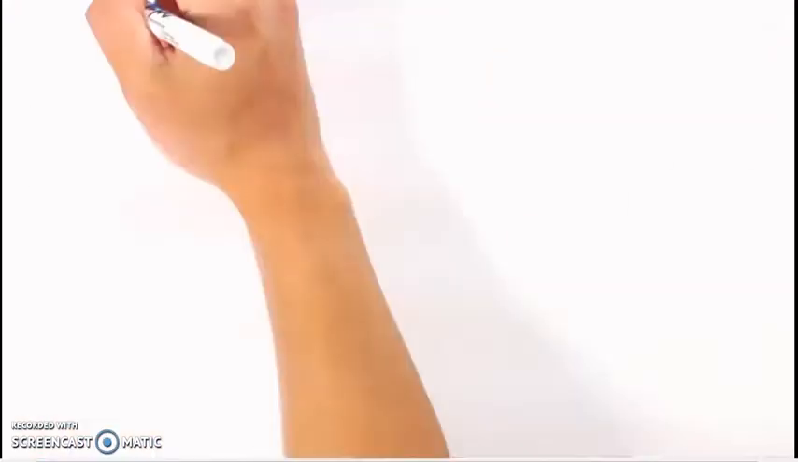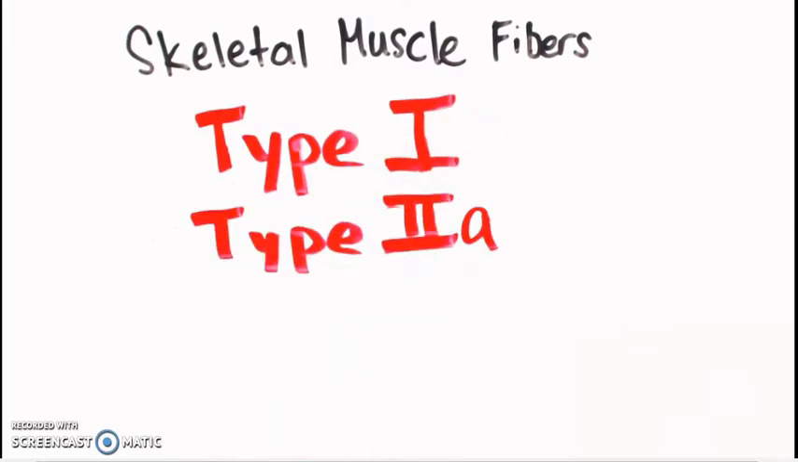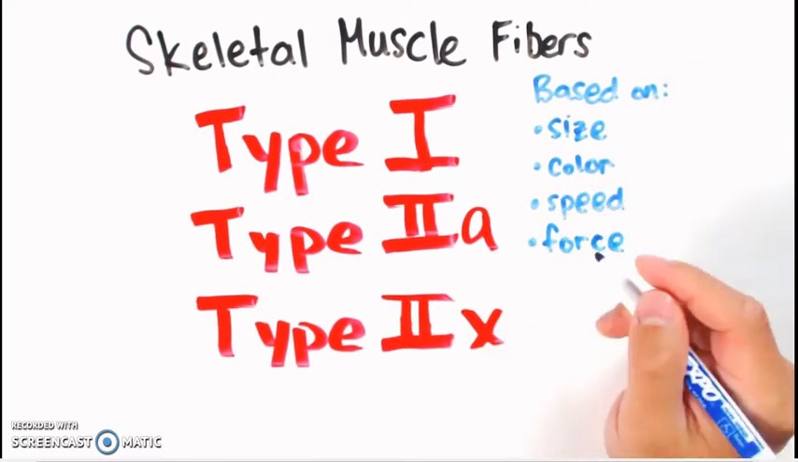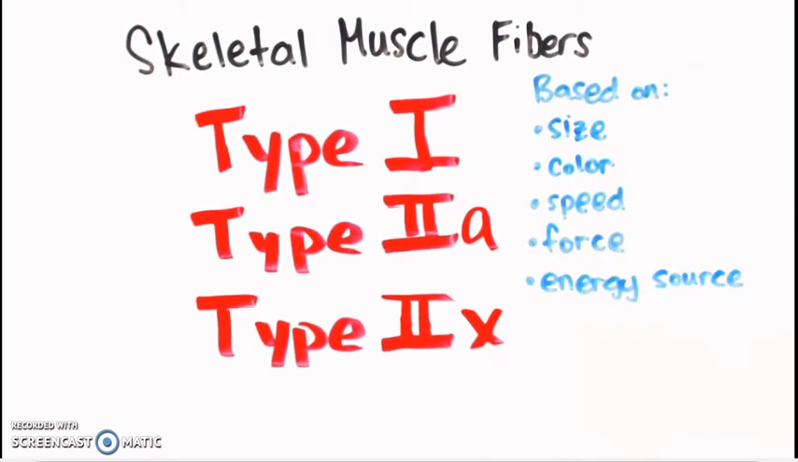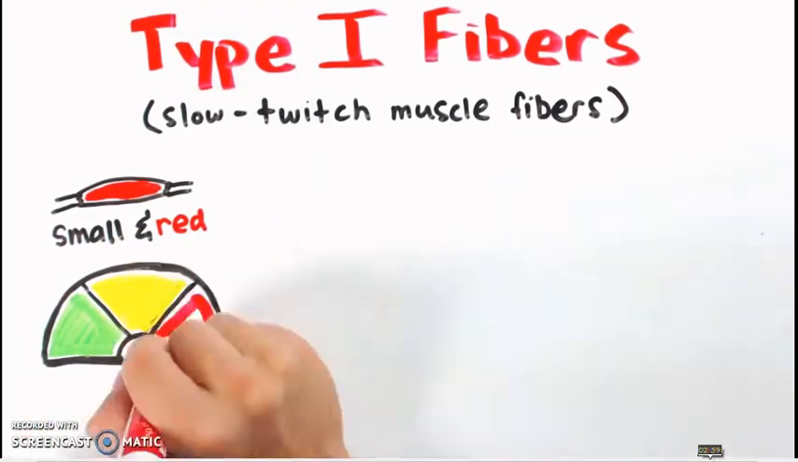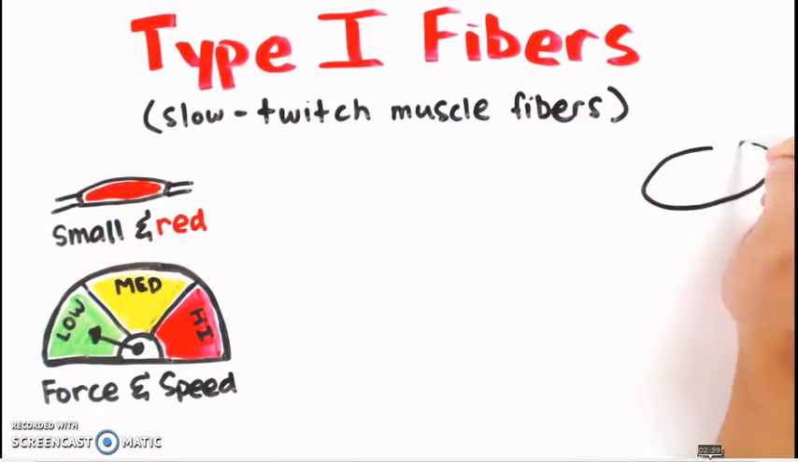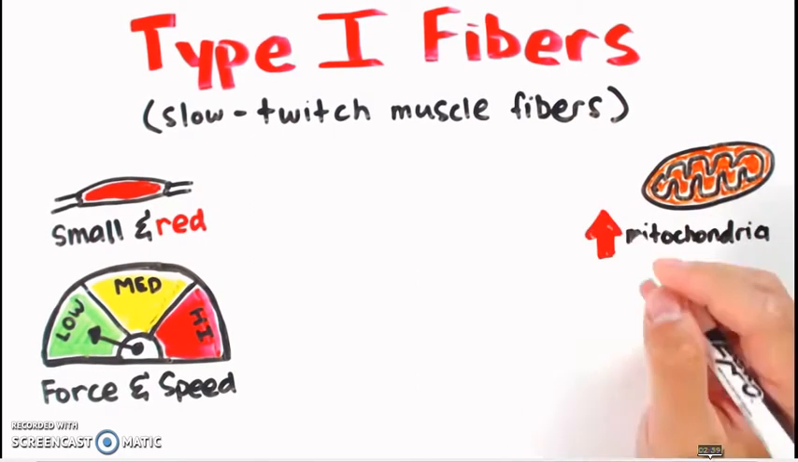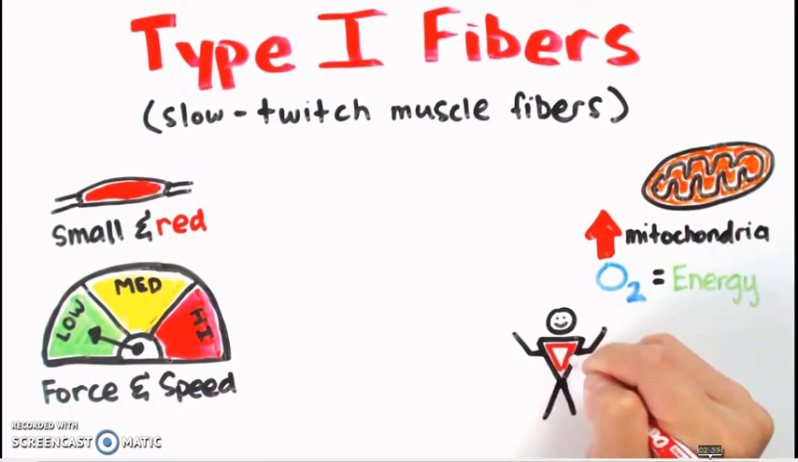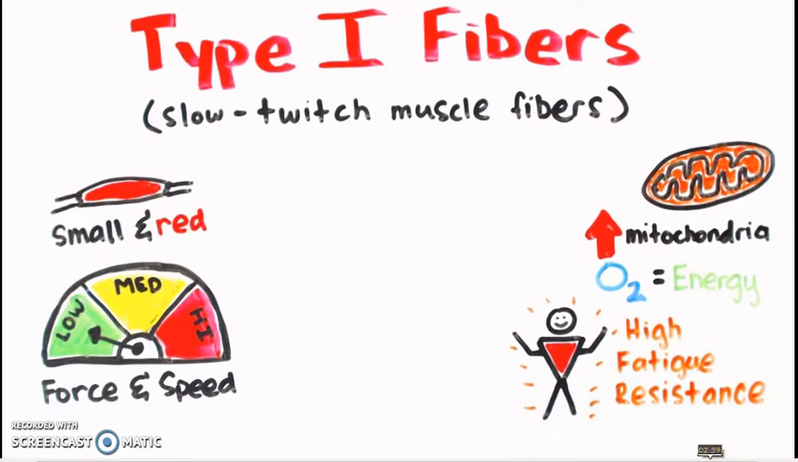There are 3 different skeletal muscle fiber types, known as type 1, type 2A, and type 2X fibers. The difference of size, color, contractile speed, contractile force, and energy source classifies each fiber. Type 1 fibers, also known as slow twitch fibers, are the smallest fiber types with the darkest red color. It has a fairly slow twitch speed and produces a relatively small amount of force when contracted. It has high amounts of mitochondria, which are organelles within each cell that use oxygen to produce energy. Although the force generated is fairly small, type 1 fibers are highly fatigue resistant, allowing them to be active for long periods of time.